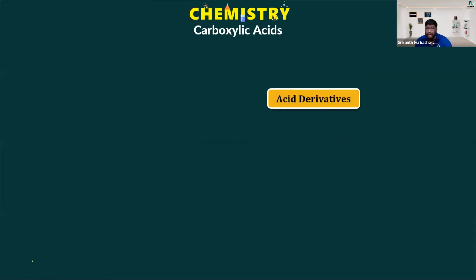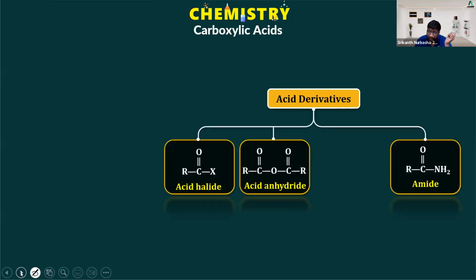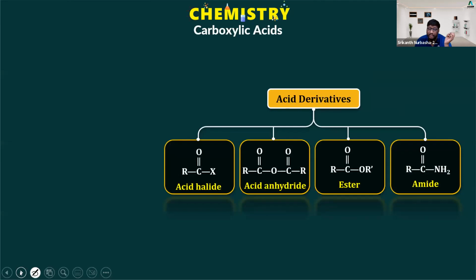Acid derivatives, well, there are 4 types of acid derivatives which we are going to look at carefully: acid halides, acid anhydrides, esters as well as amides. If you look at these derivatives, I have also given you the order of which are more reactive towards nucleophilic addition elimination. Which are more reactive?